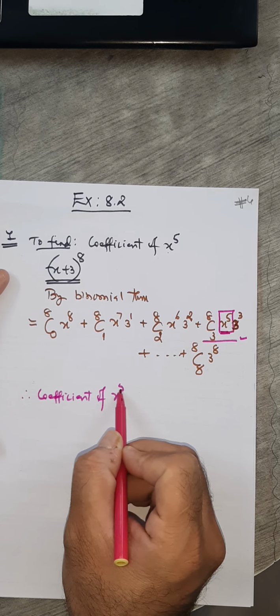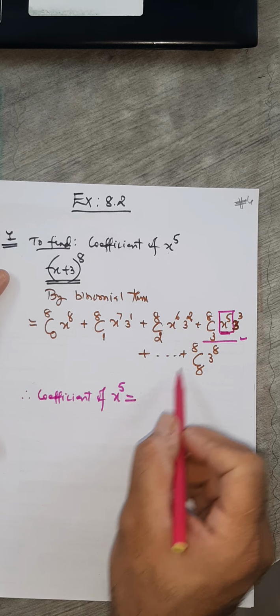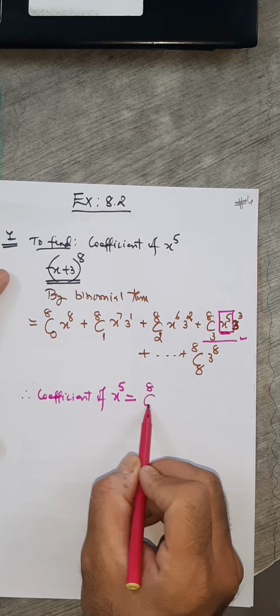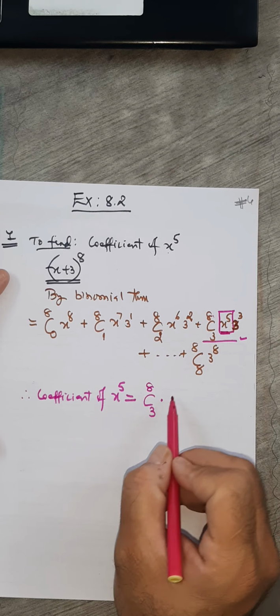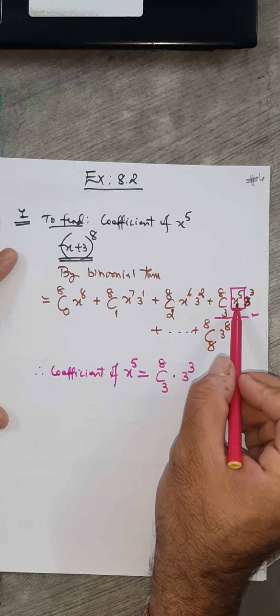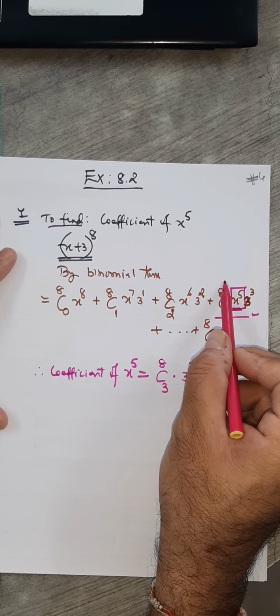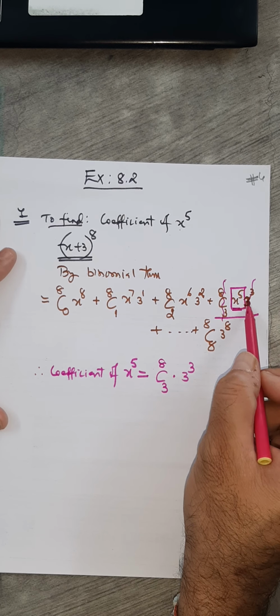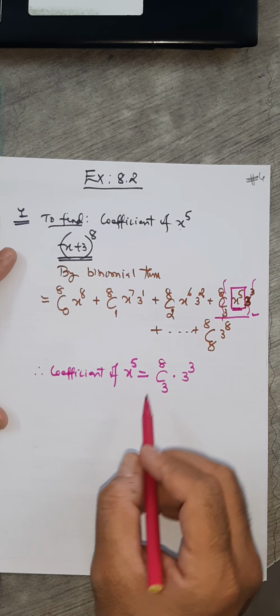From these I can write the coefficient of x raised to 5, that is, whatever constant is beside it. What is the constant? It is 8c3 into 3 raised to 3, right? Done. Now you need to simplify. Coefficient of x raised to 5 means the constant with x raised to 5, so this whole thing is the constant: 3 raised to 3 and 8c3.